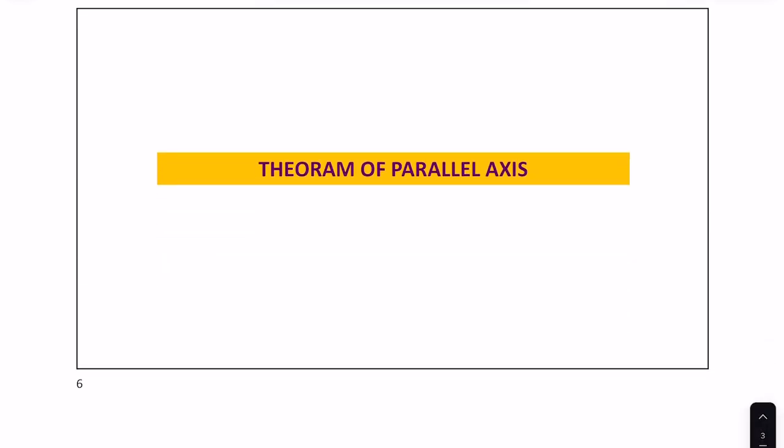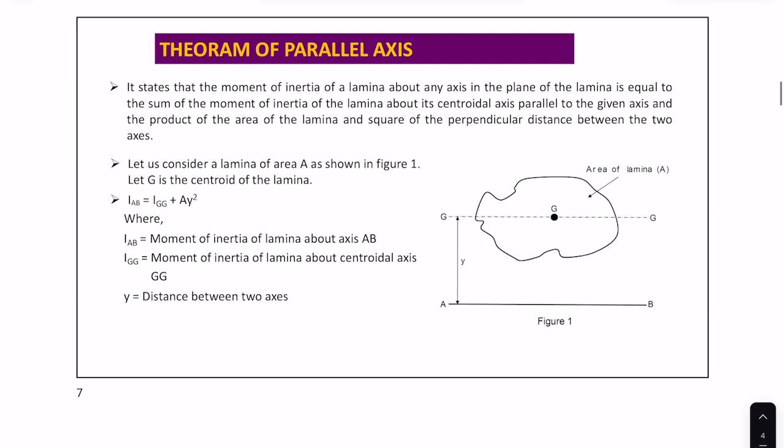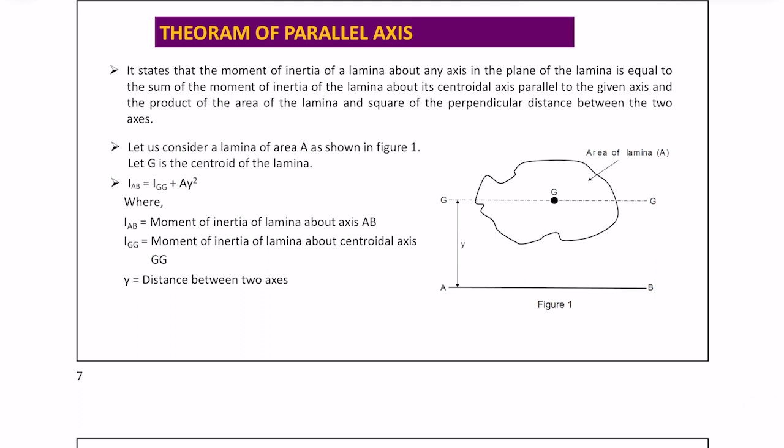Let's look at the theorem of parallel axis. It states that the moment of inertia of a lamina about any axis in the plane of the lamina is equal to the sum of moment of inertia of lamina about its centroidal axis parallel to the given axis and the product of the area of the lamina and square of the perpendicular distance between the two axes.